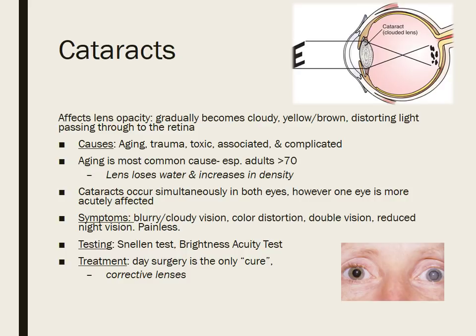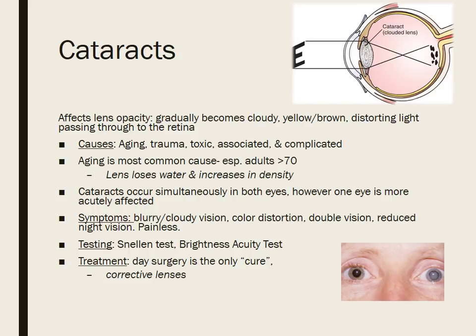The most common cause is aging. So usually, as we get older, the lens loses water, it becomes more dense. Additionally, if the patient's had a lot of exposure to UV light, to sun, that can increase the risk of developing it earlier. But especially in our adults over 70, this is the most common.